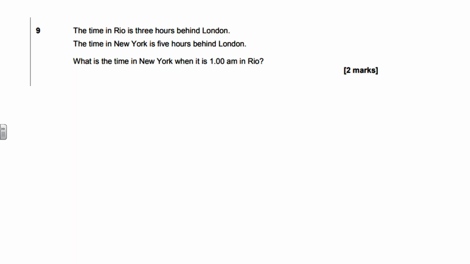Question 9, the time in Rio is 3 hours behind London. The time in New York is 5 hours behind London. What is the time in New York when it's 1 AM in Rio? So Rio is behind London, and then New York is 5 behind. All right, so London is the furthest ahead.